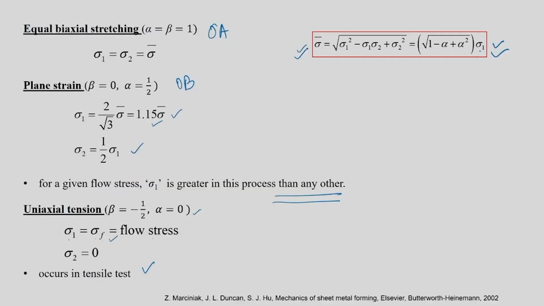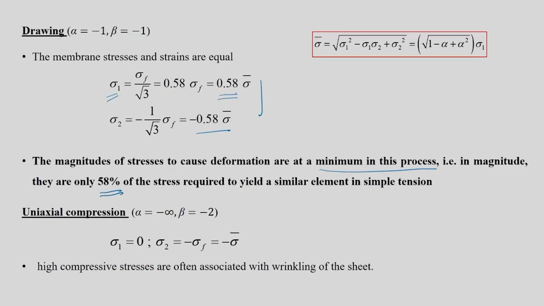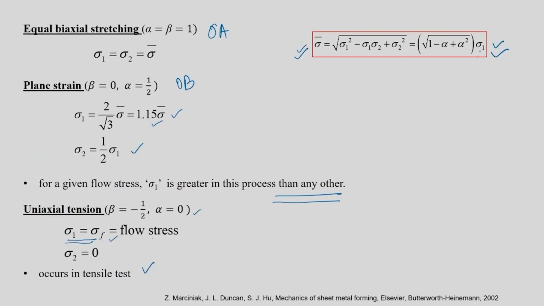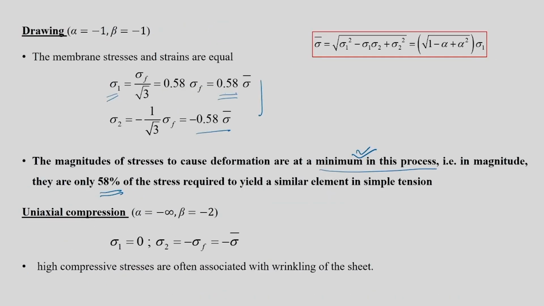So if you go to uniaxial tension, you are deforming the material and you want to yield it, then you need to go to sigma 1 equal to sigma f. But at the same time, for the same material, same element, if you deform it in drawing, then it will be only 58% of that. So it is going to be a minimum in this process, whereas it is going to be greater in plane strain. Why? It is because of 1.15 times sigma bar. So here it is 1.15 times, here it is 1 time, and here it is only half of that, 0.58 times.